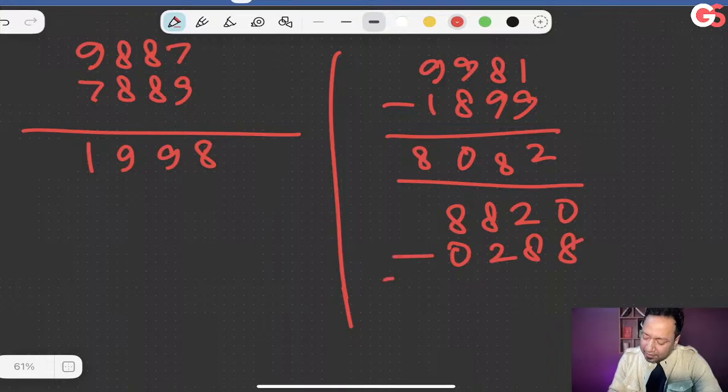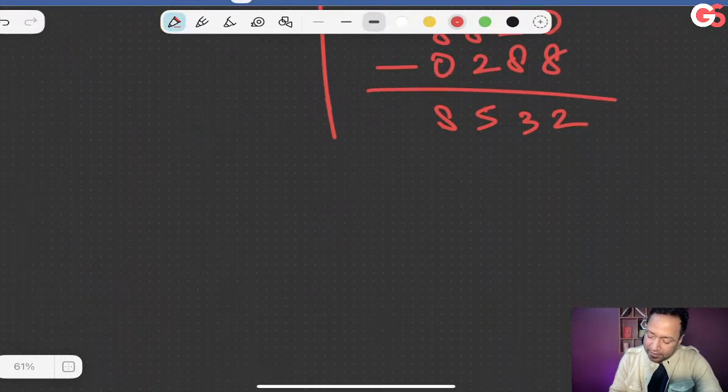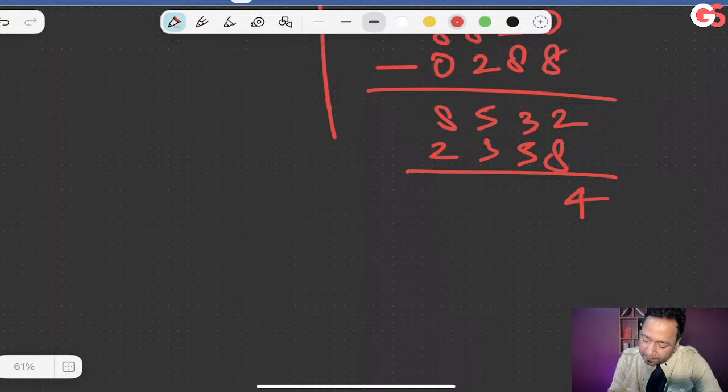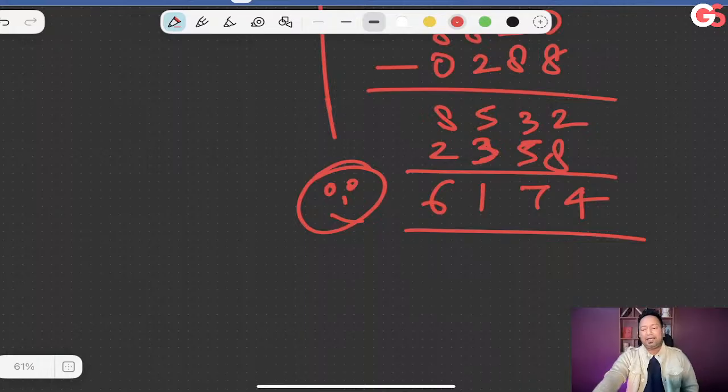Let's do that. 10 minus 8 is 2. 11 minus 8 is 3. This is 5. This is 8. 8532 is what I got. This is already in descending order. Ascending is 2358. Let me do that again. 12 minus 8 is 4. All right. 12 minus 5 is 7. This is 1. I got the number again. Wow. 6174 is where I will reach whatever I do.